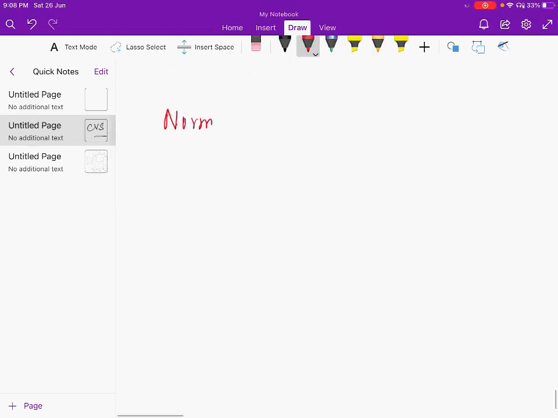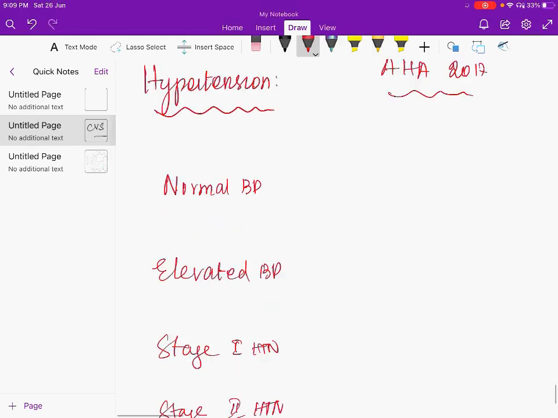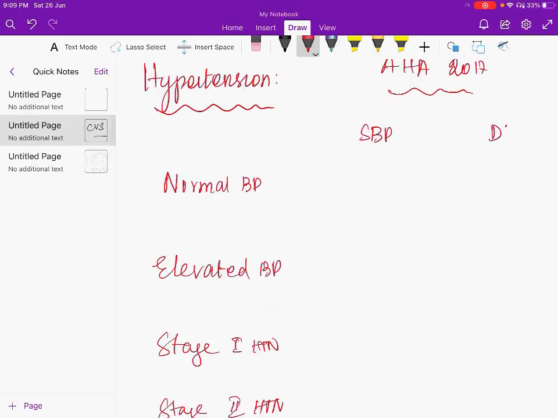Okay, one, it is normal BP. Two, it is elevated BP. Three, it is stage 1 hypertension. Four, it is stage 2 hypertension. The normal BP should be less than 120 and less than 80.